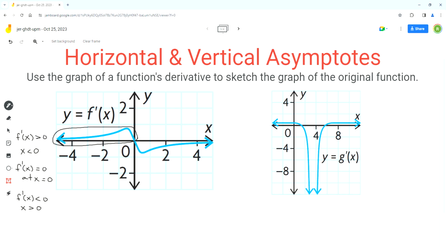So we can use this information to write the increasing and decreasing intervals for f of x. So f of x is increasing over the interval negative infinity to 0, which can also be written as x is less than 0. And the function f of x is decreasing over the interval 0 to infinity, or we can write it as x is greater than 0.